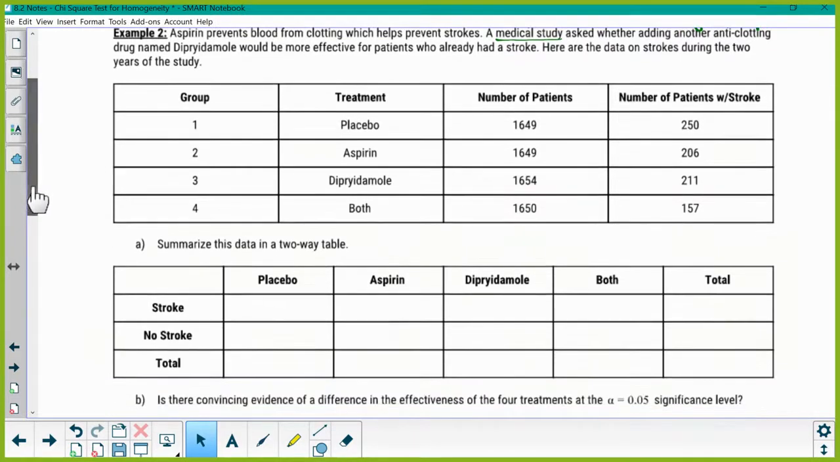So there are a couple of things I know. I know the totals for each treatment group, and I know how many people had a stroke in each of those treatment groups. So I'm going to fill in those values first. Placebo was 1649, 250 had a stroke. Aspirin 1649, 206 had a stroke. 1654, 211. 1650, 157.